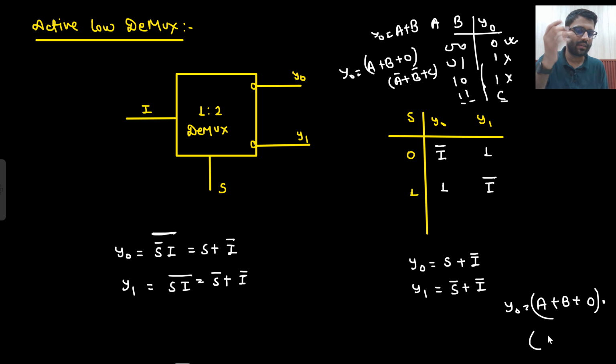0 we will not write. A bar plus b bar plus c. We can write for these one as well, like a plus b bar plus 1. But this plus 1 is there, so it will become 1 only, no? So that's why it is not written. That's why this 0 is not written.